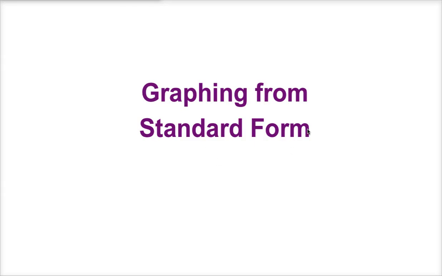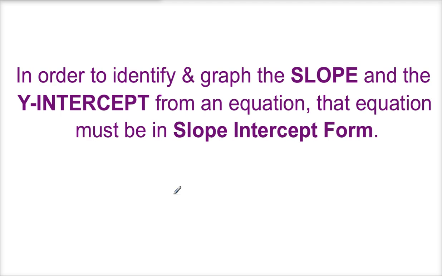You've been introduced now to what standard form looks like. Let's see how we can graph lines that are given to us in standard form equations. So remember, in order to identify and graph the slope and the y-intercept from an equation, that equation must be in slope-intercept form. So in other words, we can't do anything with slope and y-intercept from an equation that's in standard form. It must be in slope-intercept form.